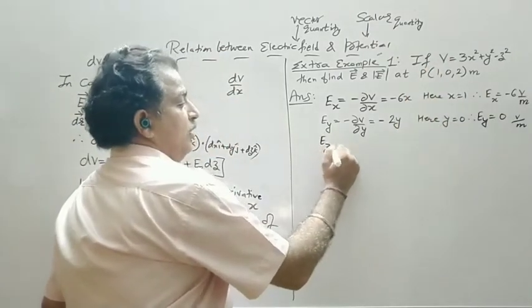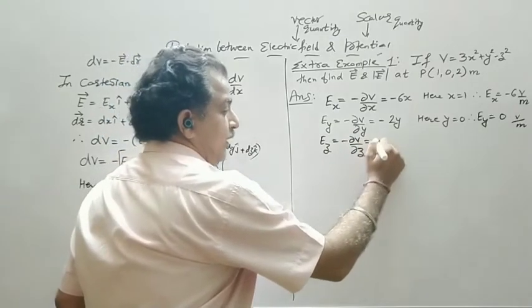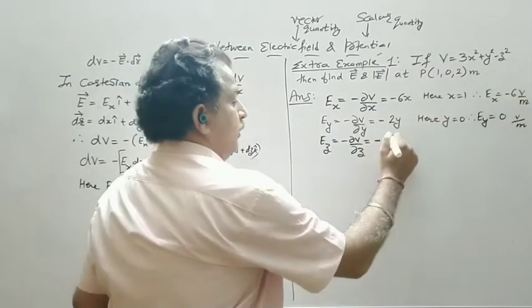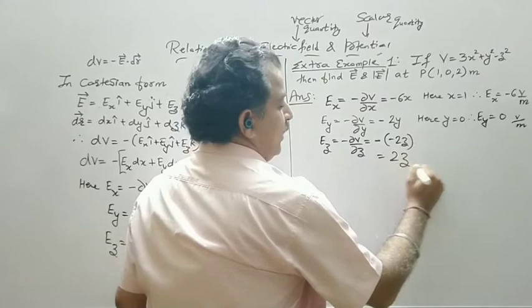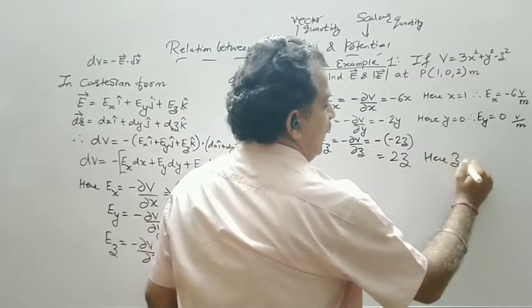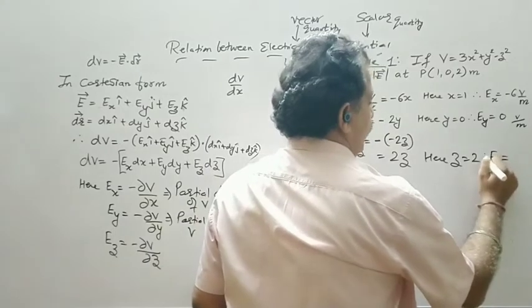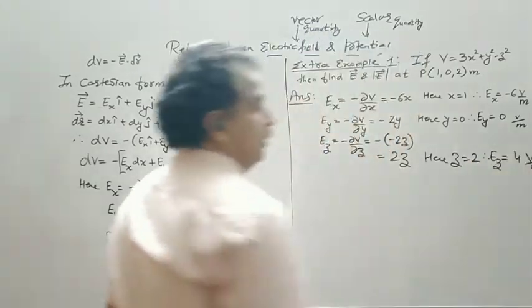Ez is minus del V by del z. So this minus sign and the derivative of minus z square, that is minus 2z. So it comes out to be 2z. Here z is equal to 2. Therefore Ez is equal to 4 volt per meter.